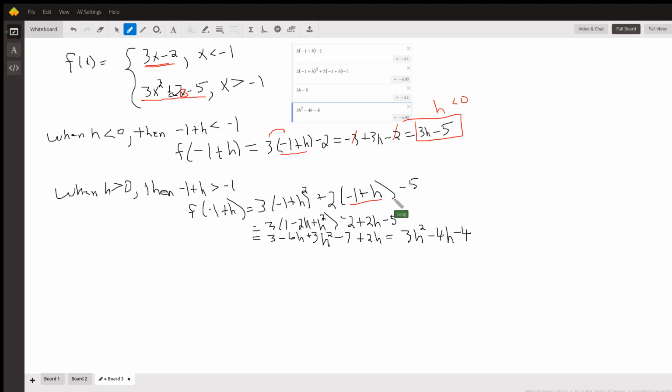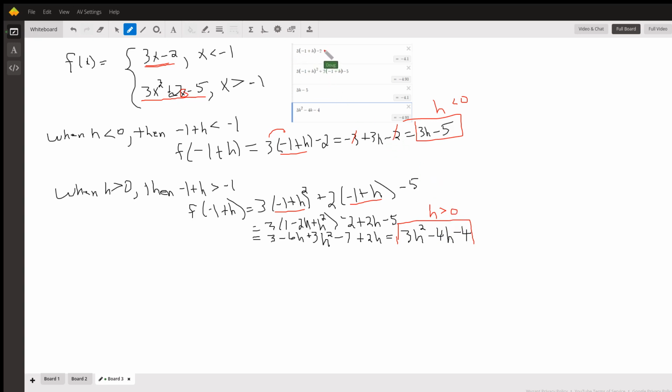There's the constant term. We have to square this binomial: square the first term, double the product of the two terms, square the second term. That's how you square a binomial. Distribute this 2, distribute this 3, and then combine similar terms. And there's your formula for f of -1 plus h in terms of h. And this is the formula when h is greater than 0.